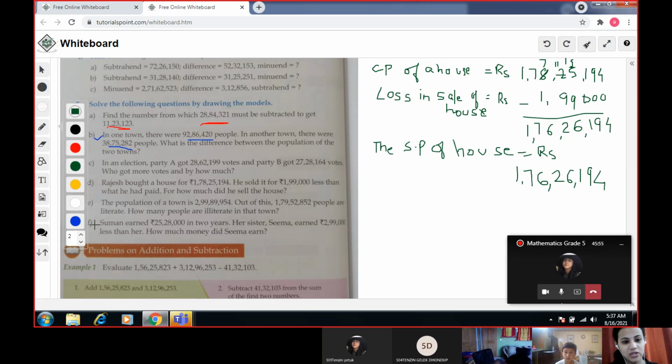Similarly, the last one is also the same. Suman earned rupees 25 lakh 28,000 in 2 years. Her sister Seema earned 2 lakh 99,000 less than her. How much money did Seema earn? Question number E is very easy. E is your homework. First, everyone show me question number F.